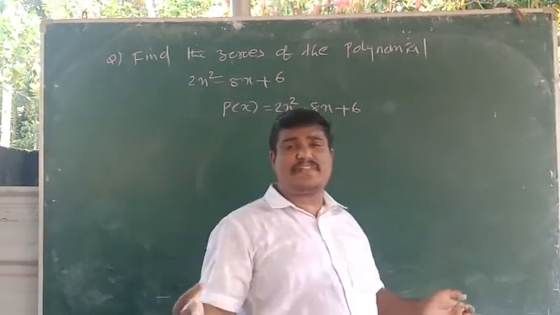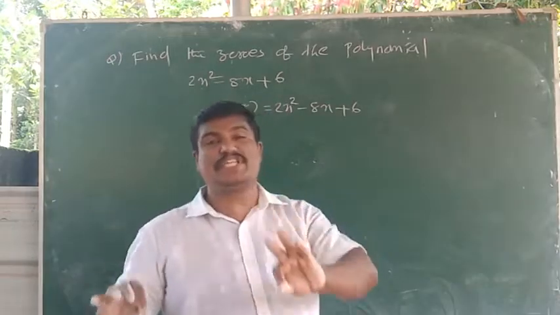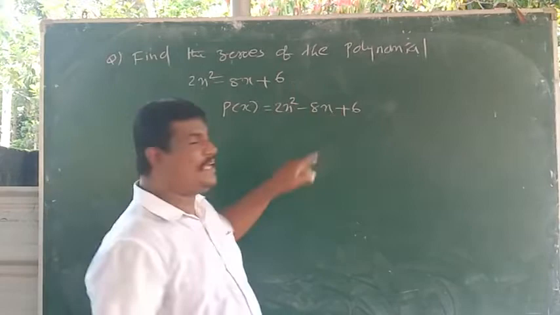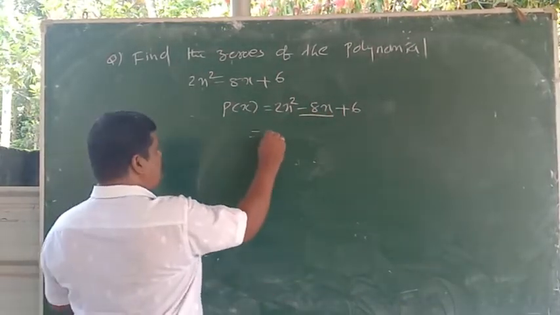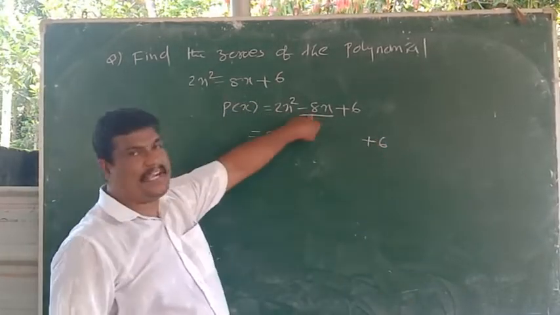There are how many zeros? It is a quadratic polynomial, so it will have a maximum of 2 zeros. Splitting the middle term: first term no change, 2x square. Last term no change, plus 6. You split the middle term.